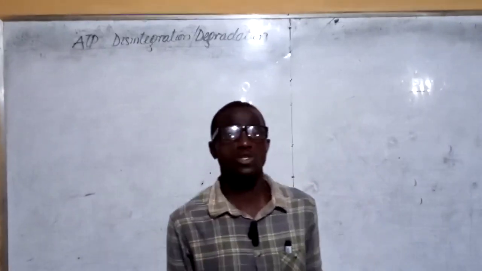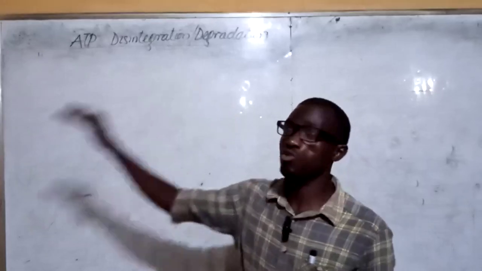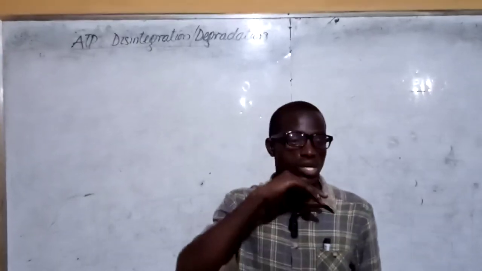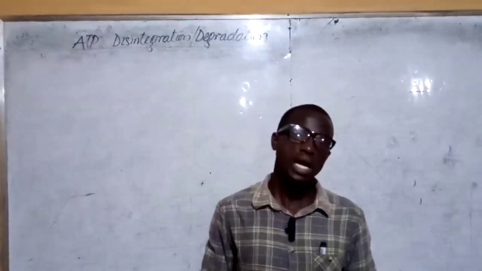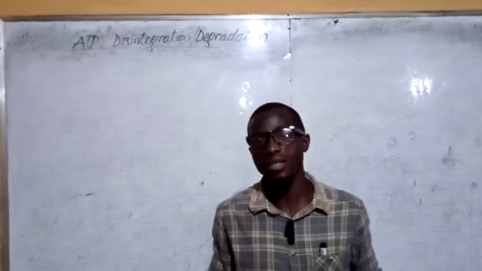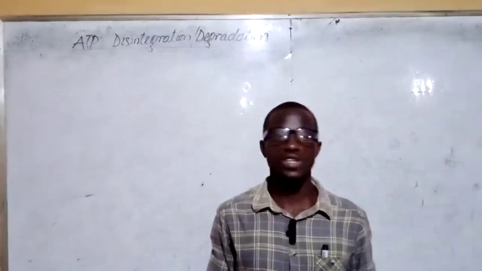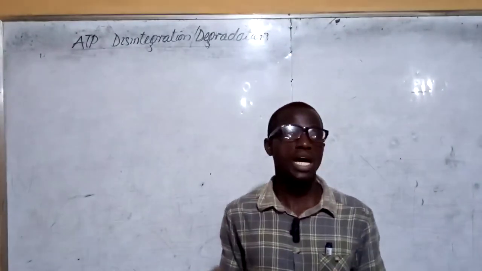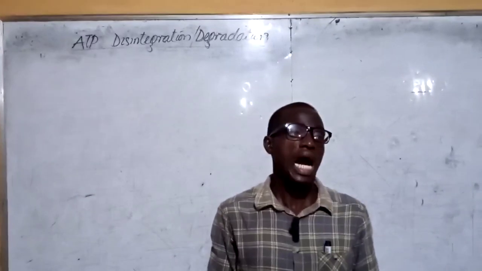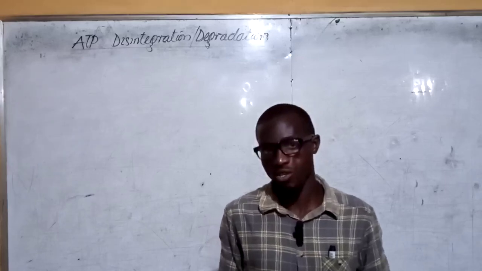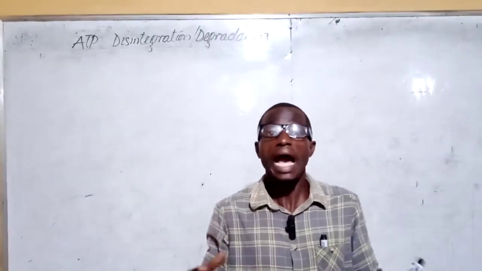In this video, we are going to be talking about ATP disintegration or ATP degradation. You see, ATP is a molecule that is known as the energy currency of the cell, and that is because it is involved in various biomolecular reactions that occur in the cell, especially the ones that have to do with energy. And that is because it is a high energy molecule.